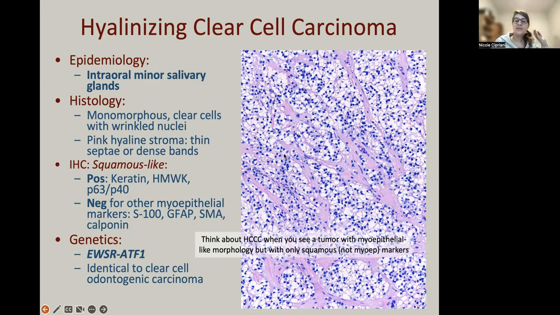But they are defined by the EWSR1-ATF1 gene rearrangement, which is identical to the clear cell odontogenic carcinoma that you see in the jaws, in the mandible or the maxilla. So this is kind of an extraosseous versus an intraosseous clear cell carcinoma with identical gene rearrangements. And so we have used genetics in this case to help make this diagnosis in equivocal cases. Hyalinizing because it has these very pink stromal hyalinized bands in the background.